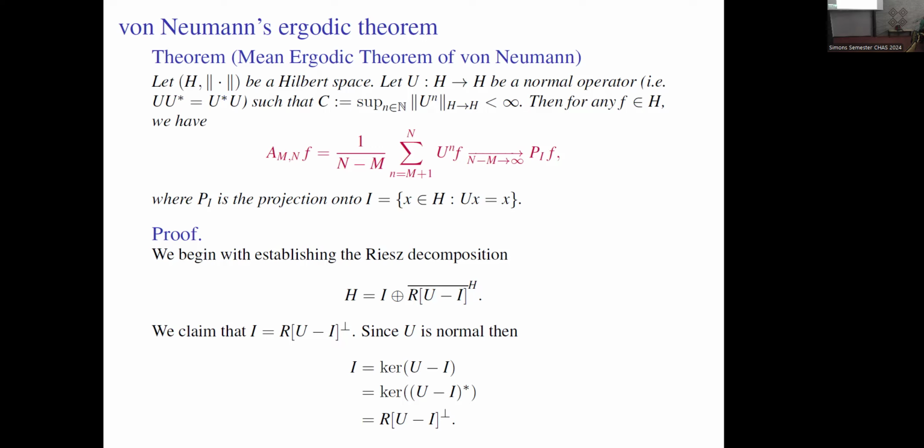So here we have the mean ergodic theorem, which is also called the von Neumann ergodic theorem. It's a result about some kind of statistical behavior, or you can think of it as a result about predicting the future.